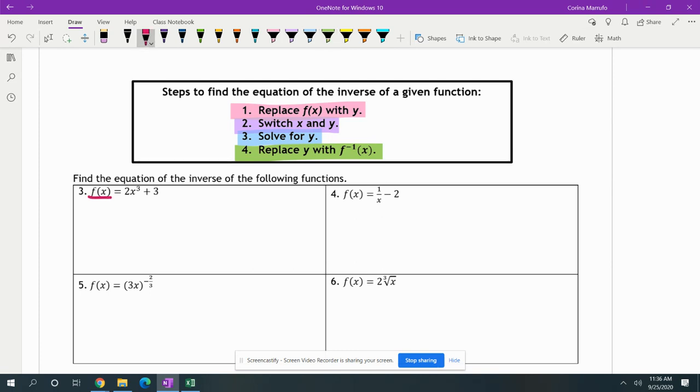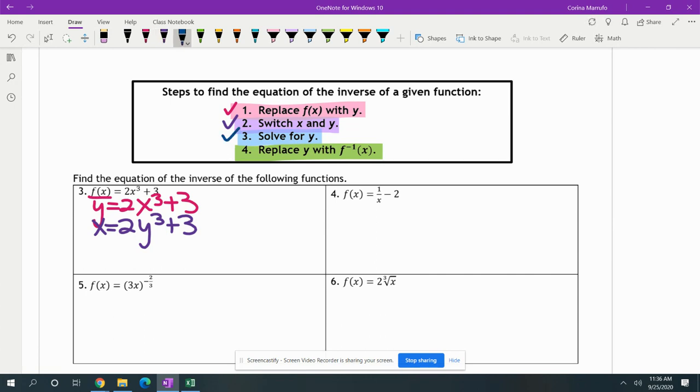So here, instead of f of x, I'm going to write y equals 2x to the 3rd power plus 3. Okay, then step number 2, we are going to switch x and y. So it's going to rewrite as x equals 2 times y to the 3rd power plus 3. Okay. Step 3, we're going to solve for y.